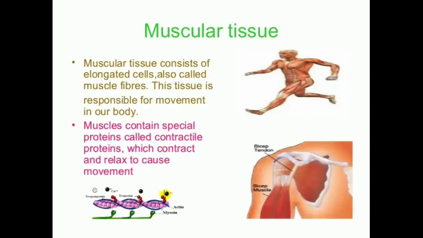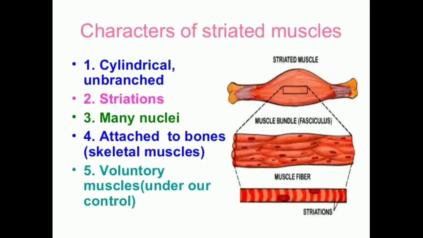So there are mainly three types of muscles. First one is striated muscles. These are the voluntary muscles and which have light and dark striations. That means if we are observing these types of muscle cells under the microscope, we can see light and dark bands, or we can say striations. That is why it is called striated muscles.